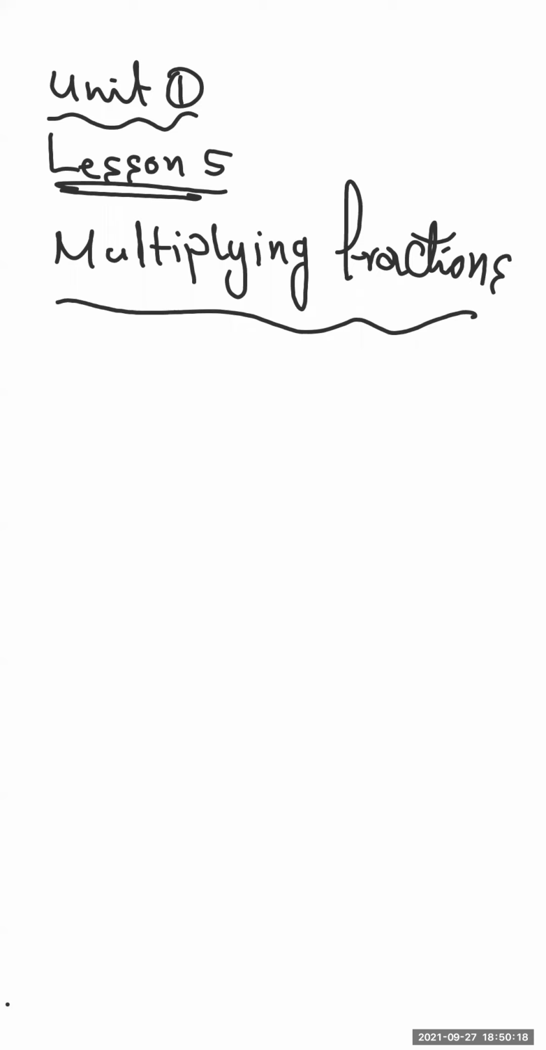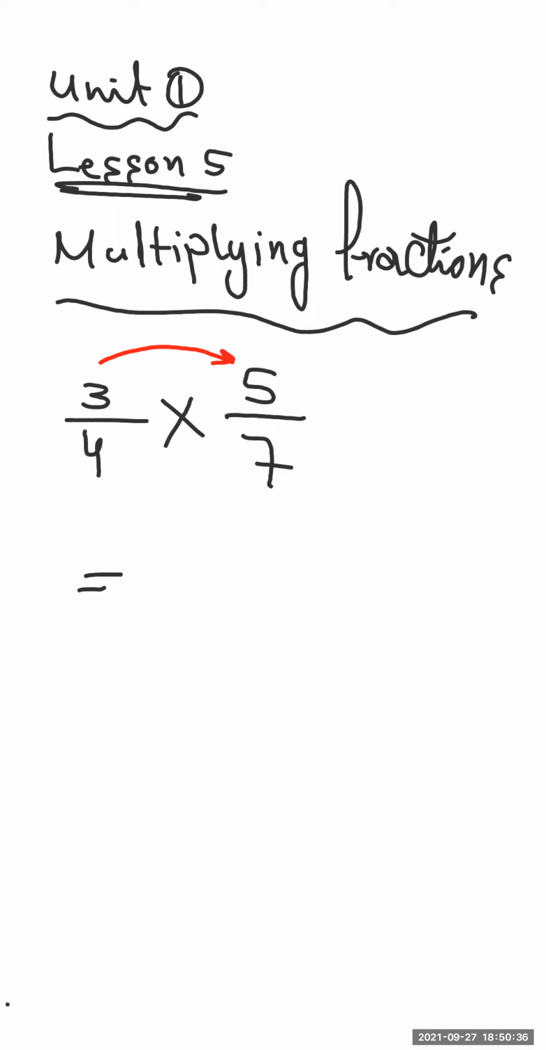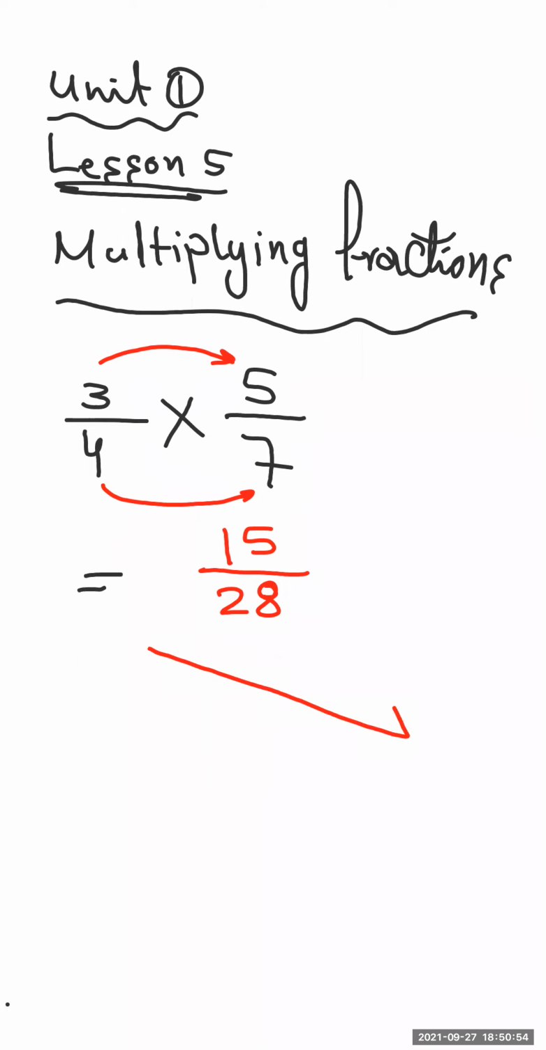So if there are two fractions and I want to multiply these two fractions, like this question, 3 over 4, if I want to multiply it by 5 over 7. So what will be the procedures? First, in such type of questions, I will multiply the numerators. So 3 times 5 equal 15. Then over, multiply the denominators. So 4 times 7 equal 28. Okay, so simply, guys, this will be the answer.